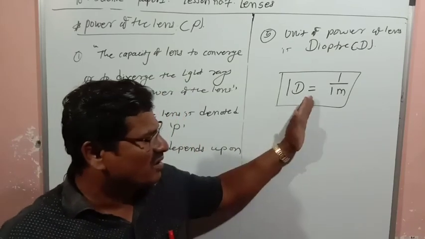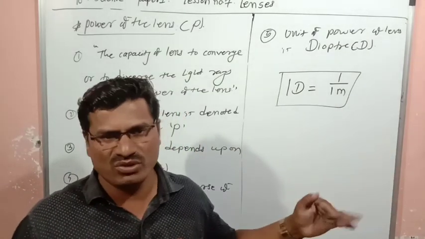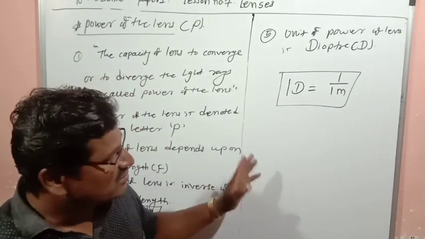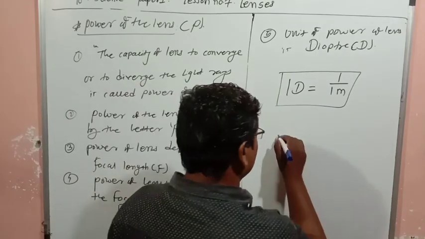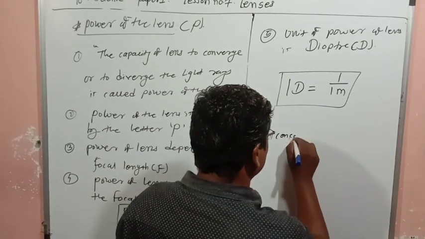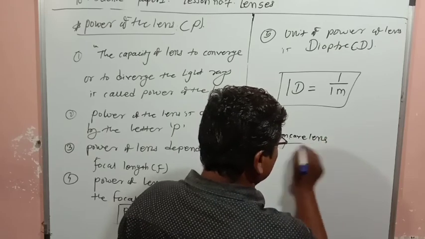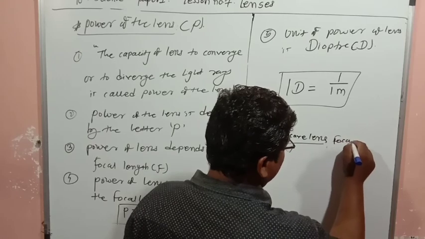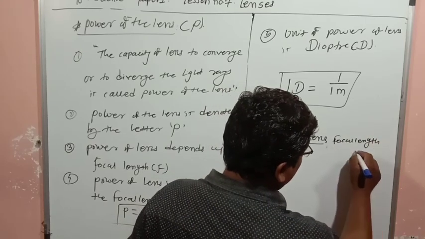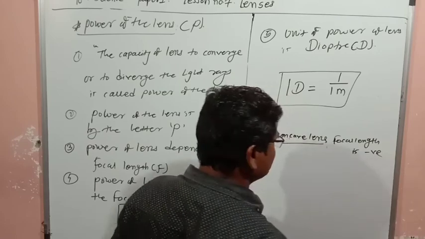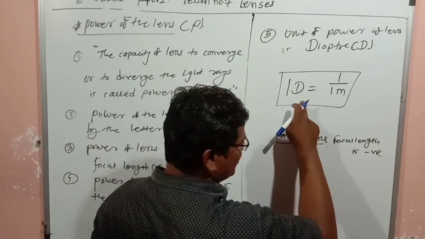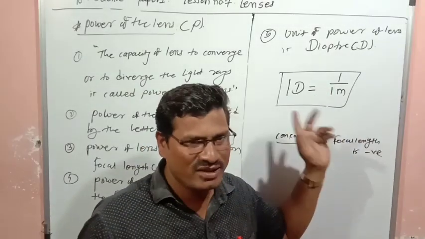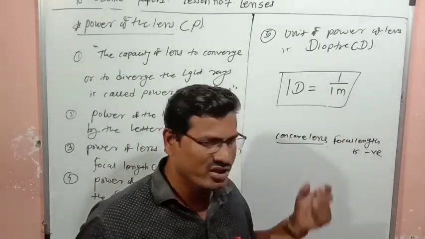Suppose in the defects of the eyes, we are going to study that one power. Which will be the power? What type of lens will be there then? Suppose if you are taking concave lens, then focal length is negative, so diopter will come in negative. Power will be negative.